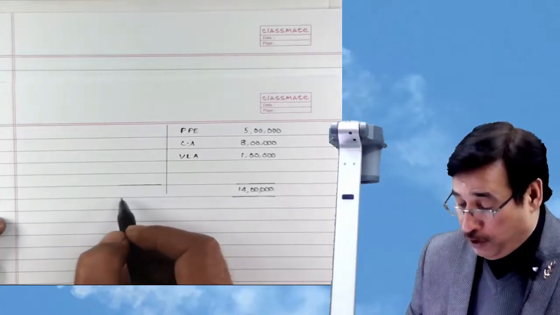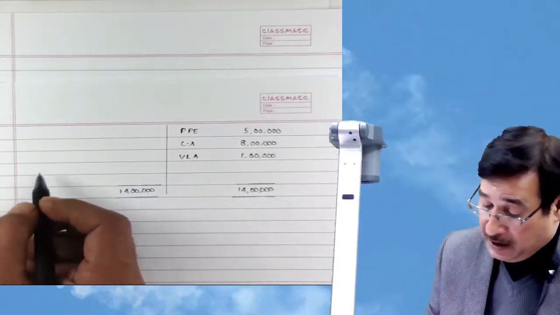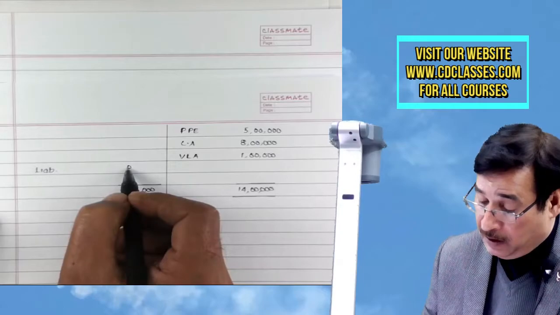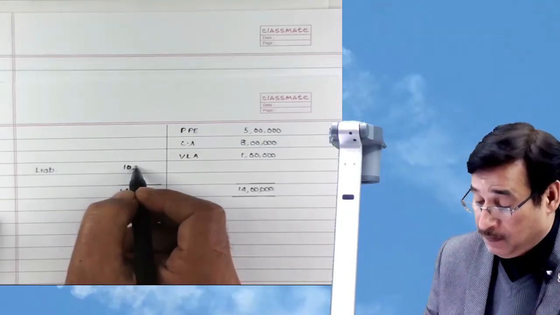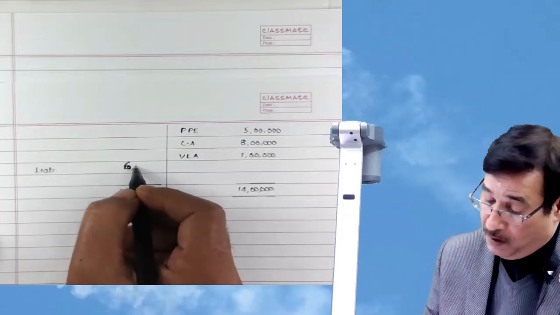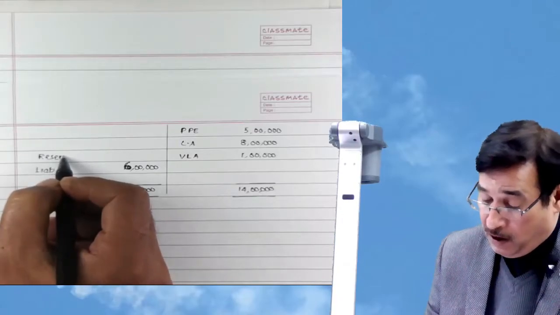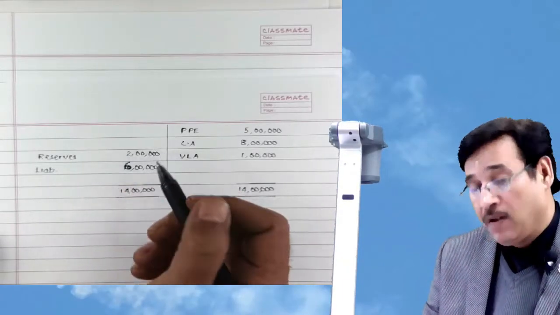Now, I move over to the liability side. In the liability side, let us say there are liabilities, that is long term and short term, non-current and current liability. Let us say liability is equal to 6 lakhs. Besides, let us say there are items of other equity. Other equity means reserves and surplus. Let us say there are some reserves to the extent of 2 lakh. Correct?